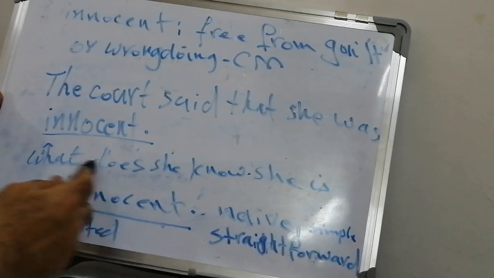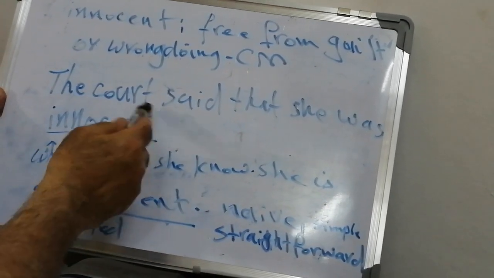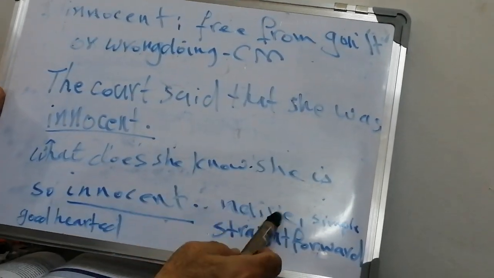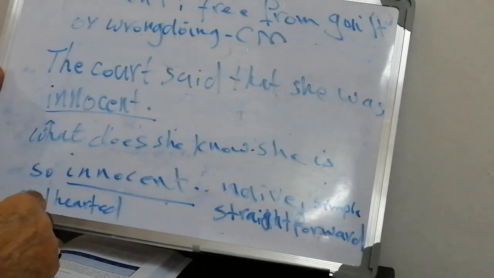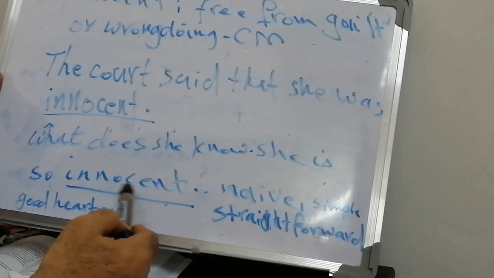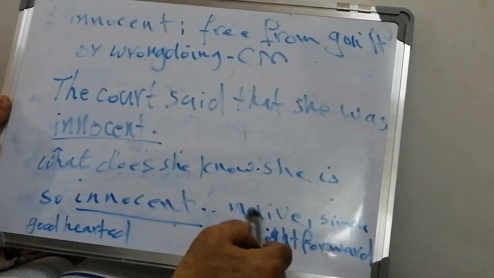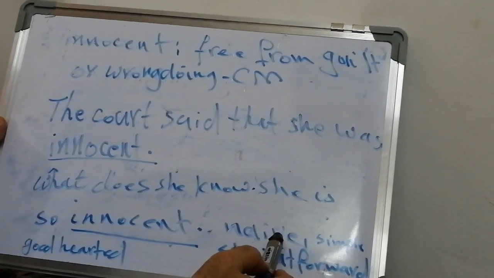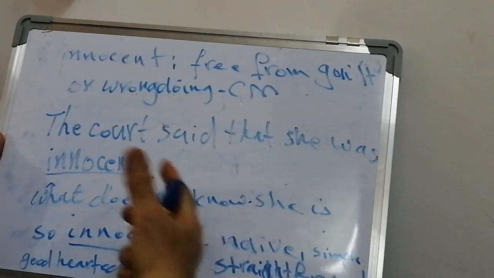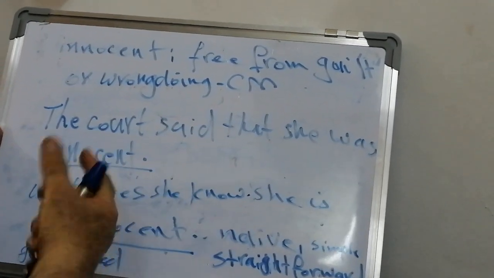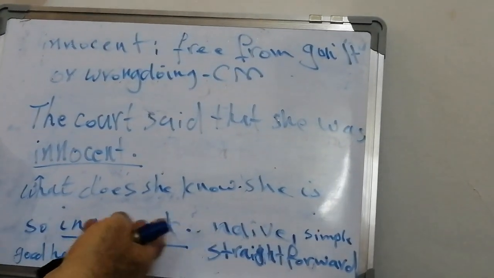See in this example, what does she know? She is so innocent. Here, innocent, not in the sense of free from guilt. No, it means naive. It means simple. It means good-hearted. People, yes, such things. Now, these things maybe are not known, or maybe are not accepted by everyone. So maybe somebody says innocent, no, it doesn't have this meaning.